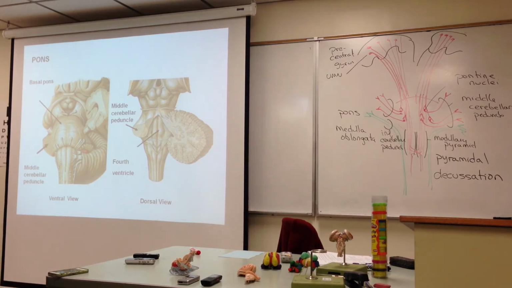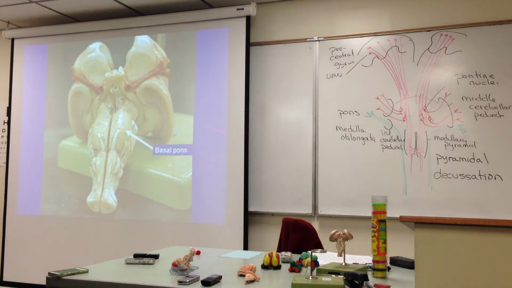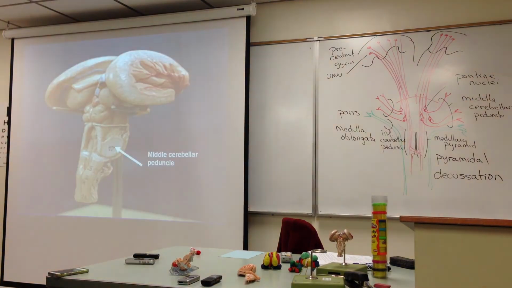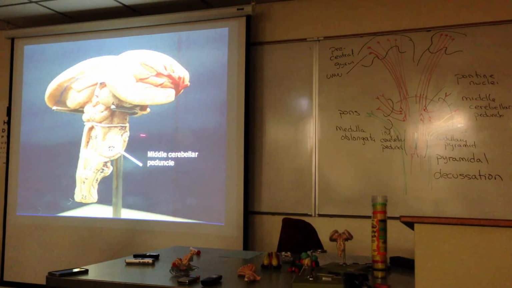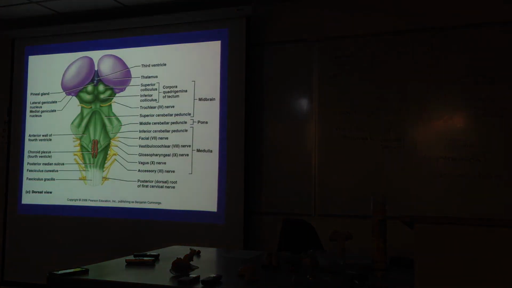So on a posterior view, we don't see much except the middle cerebellar peduncle and the floor of the fourth ventricle. Up here, the floor of the fourth ventricle. So here's the basal pons, middle cerebellar peduncle, basal pons. Here's the middle cerebellar peduncle, and just this little piece down here is the inferior cerebellar peduncle. So middle cerebellar peduncle, and down here would be the inferior. Okay? It's not hard to even mark on the model. And most of the fourth ventricle is associated with the pons.